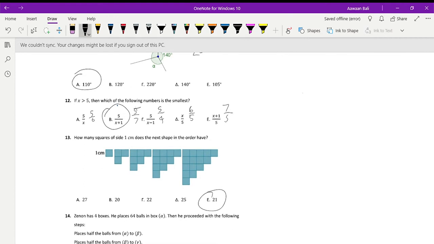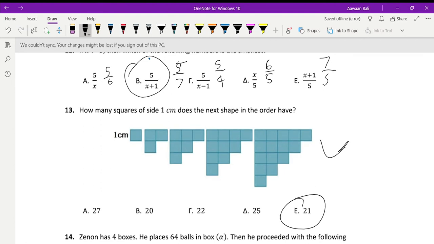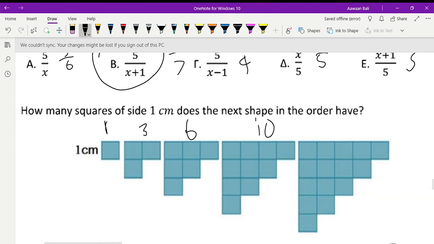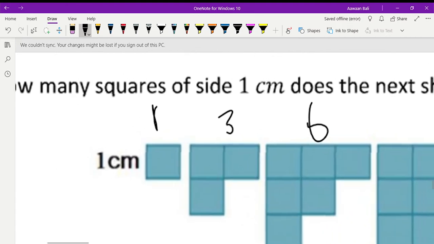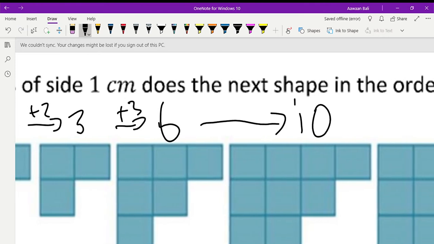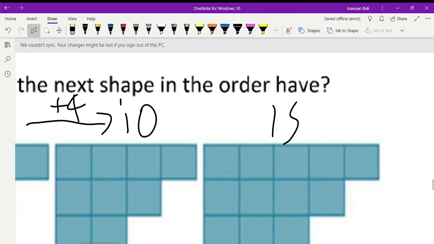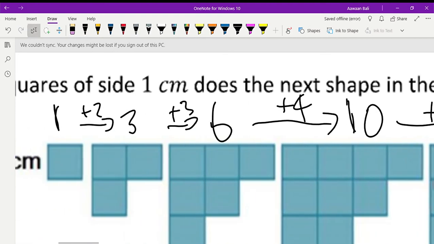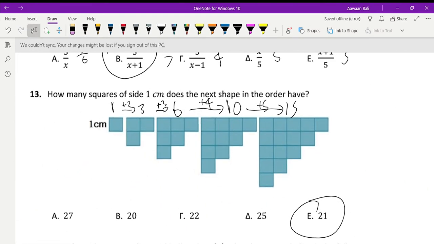Okay. How many squares of side 1 centimeter does the next shape in the order have? You have 1, 3, then 6, then 10, then 15. Now look at the difference. First it's plus 2, then it's plus 3, then it's plus 4, then it's plus 5. So the difference is not fixed like an arithmetic sequence.